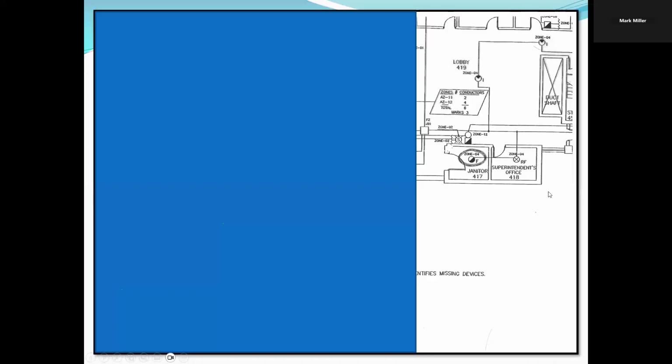Right, and there it is right there. So that is missing on our drawing. Right? We've got a device missing, and we're going to use a fixed heat detector in there.